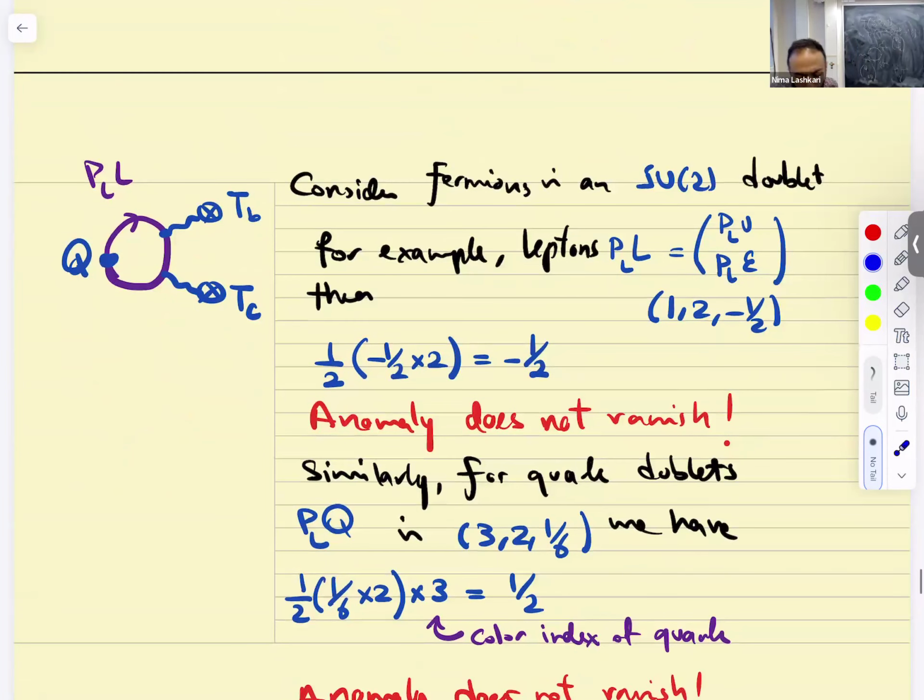What if you had a quark? You had quark SU(2) doublets. So the charge of Q_L is 1/6, right? The calculation is the same. Now the charge is 1/6. There are two of them, SU(2) doublet, times 3 for 3 colors. Still not vanishing. Bad.